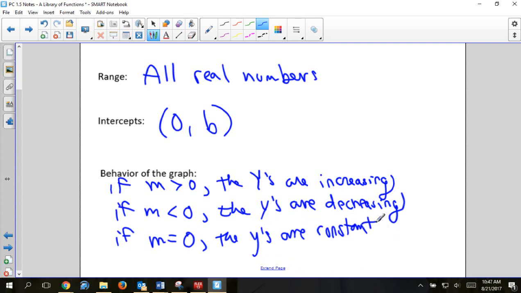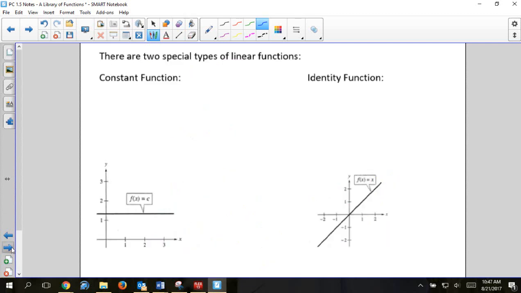Maybe look, what's coming next? There are two special types of linear functions. The first one is the constant function. So if we have a constant function, we're going to have f of x is equal to c, and c is some constant. It is just a number. It's not c, it's some number.